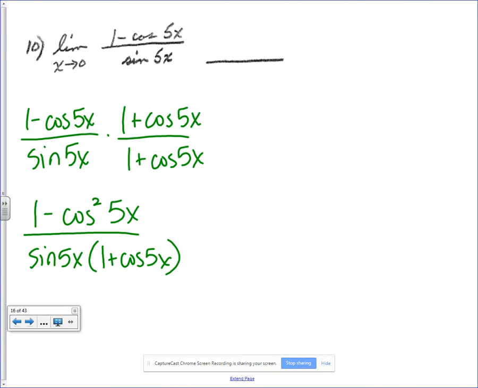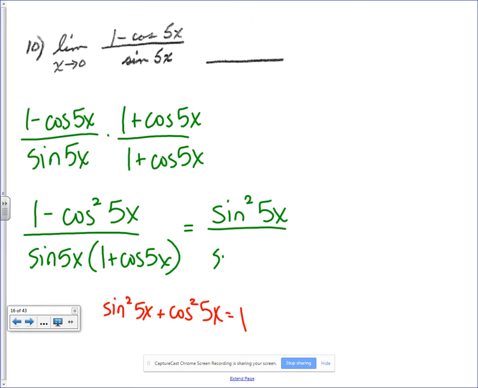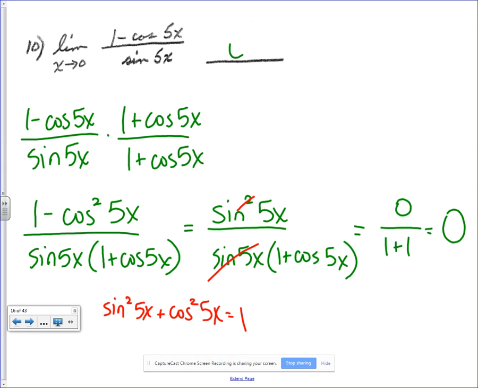And up top, I can do that substitution of my Pythagorean identity. Remember, we have this. So up top, I can just make that sine squared of 5x. And you can see that that's going to help me cancel in the denominator. And now I can go ahead and plug in. And I get a final answer of 0. Okay, so that's the top section.